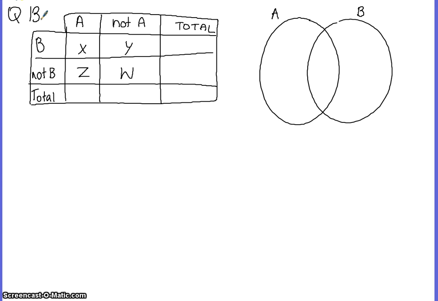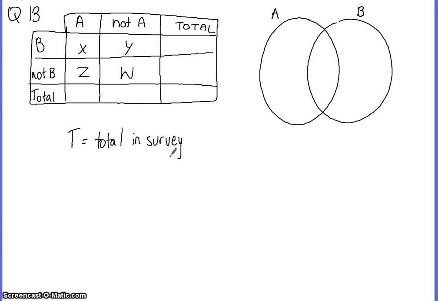Complete the two-way table and transfer to a Venn diagram using the pronumerals W, X, Y, and Z. The total number of people in a survey is T. Total people in survey. Hands up if you've done this question. Yep, a few of you. Good.